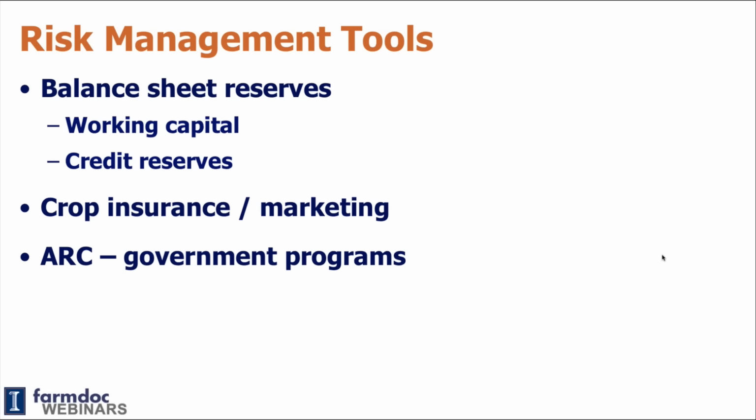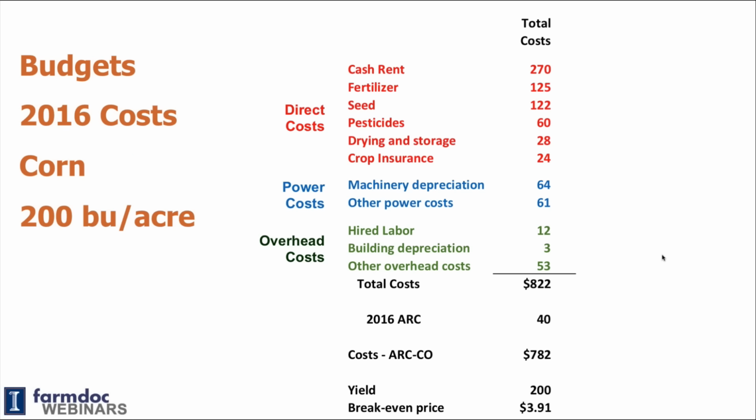Here, I'm just going to put a budget up for 2016. This happens to be for corn, 200 bushels, and I just want to make a couple of points here. We have total cost here. This happens to be for cash rent land, $270 per acre. You can see the direct cost listed there, power cost, other cost, $822 per acre of total cost given cash rent of $270 per acre.